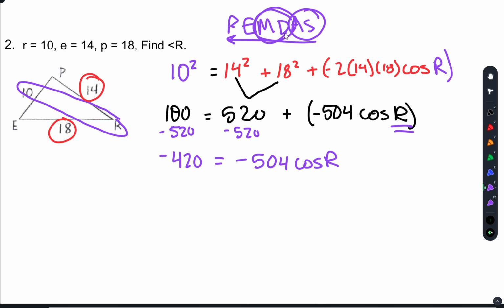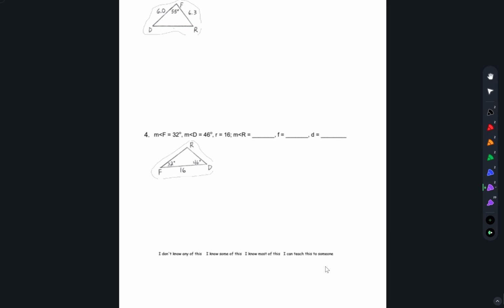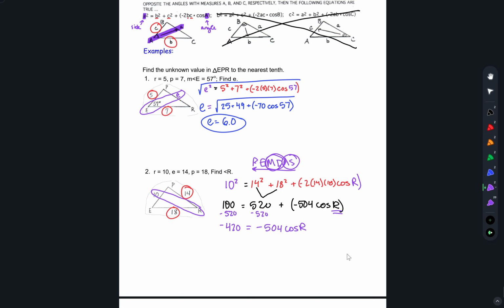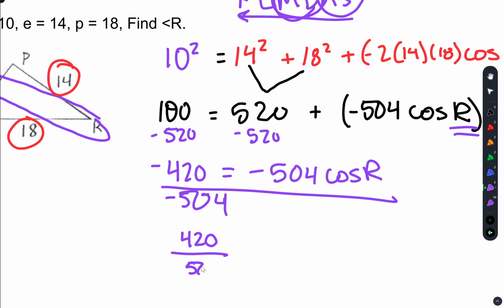What's being multiplied or divided to that cosine R? The negative 504 is being multiplied, so I should divide by negative 504. I don't want to round this. I do not want to make that a decimal because then it's going to be wonky. So I'm going to leave this. I can technically simplify this if I want to, but why do extra work? I'm going to leave that as 420 over 504 equals cosine R.